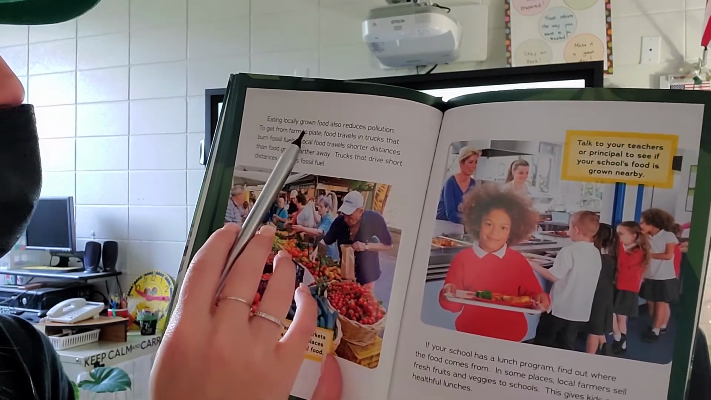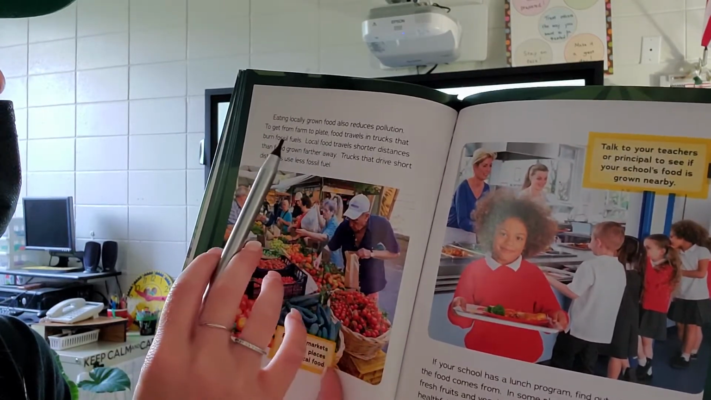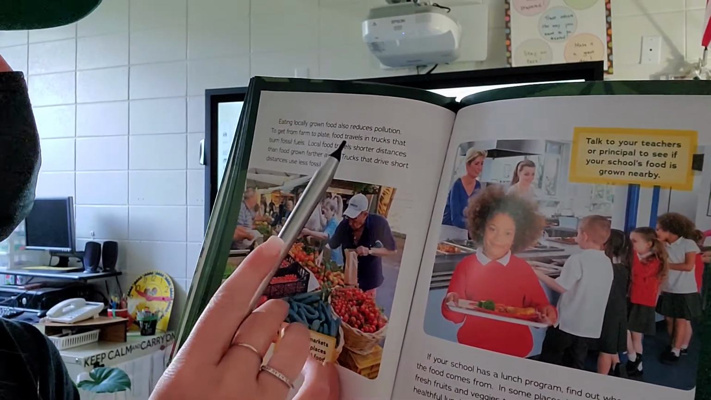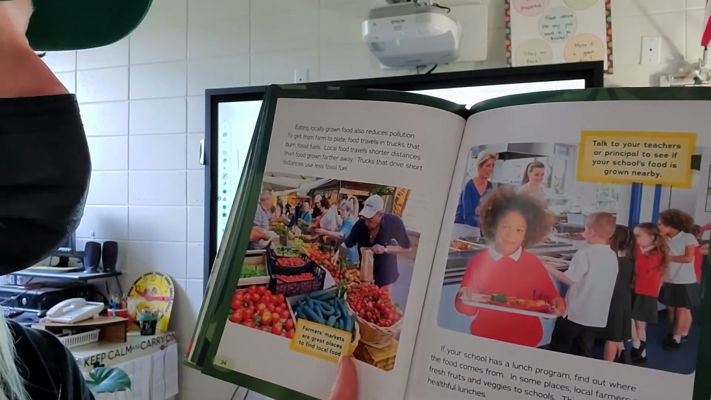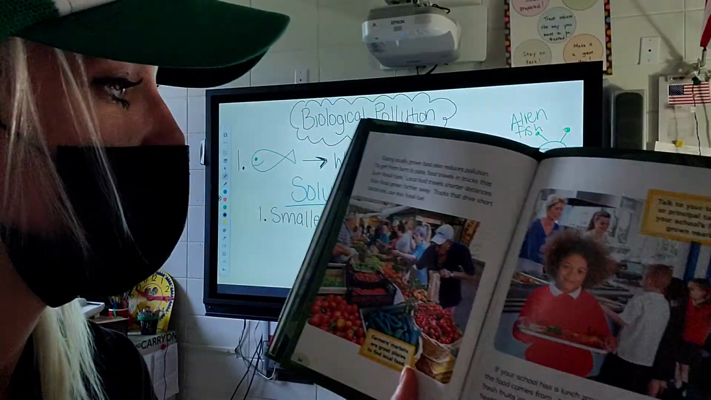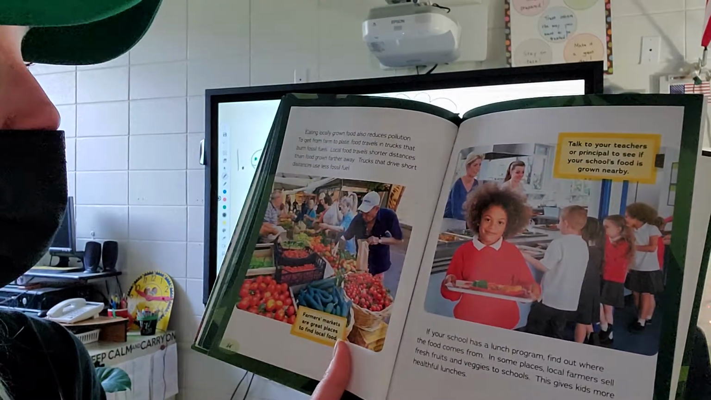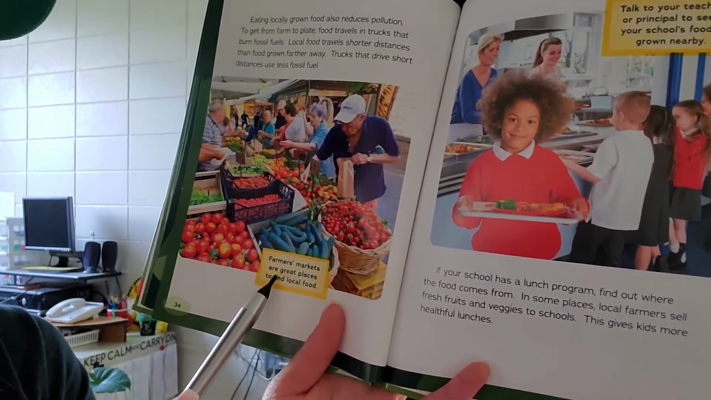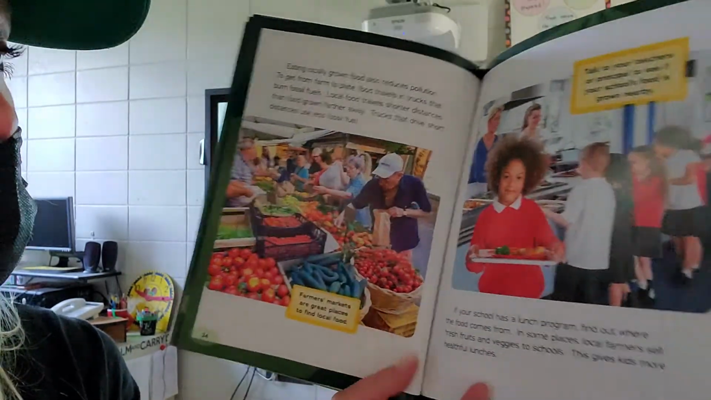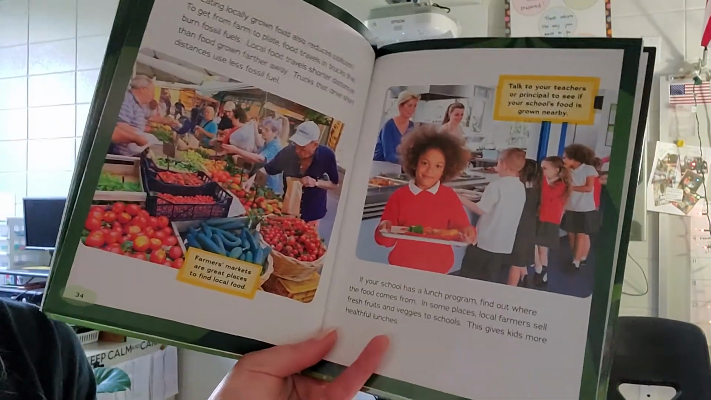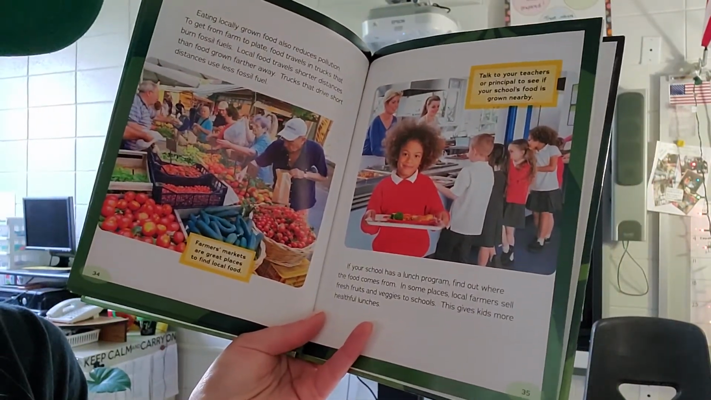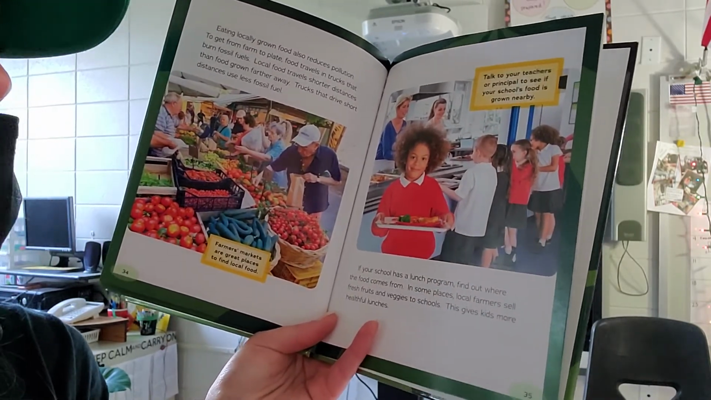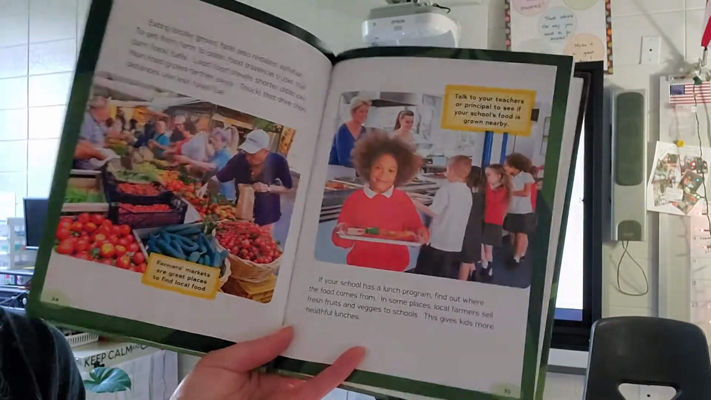To get from farm to plate, people travel in trucks that burn fossil fuels. Local food travelers have a shorter distance to travel, so the food is not grown from far away. Trucks that drive short distances use less fossil fuel. Here's a farmer's market. Farmers markets are great ways to find local food. If your school has a lunch program, find out where the food comes from. In some places, local farmers sell these fresh fruits and veggies to schools. This gives kids more healthy lunches.